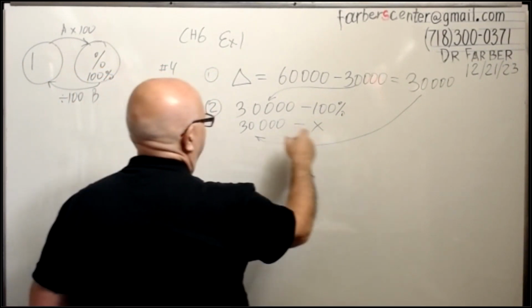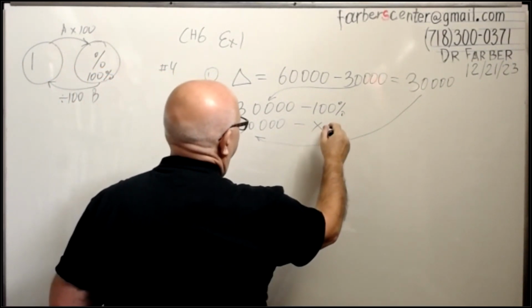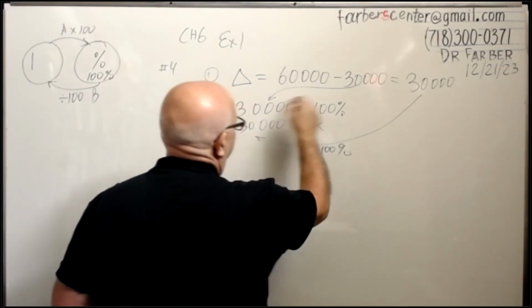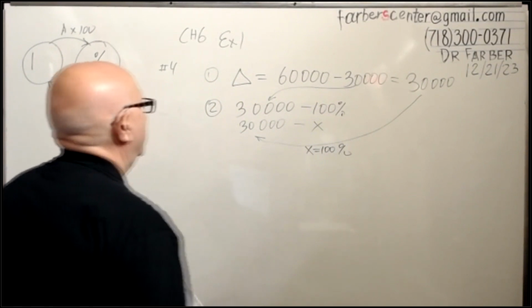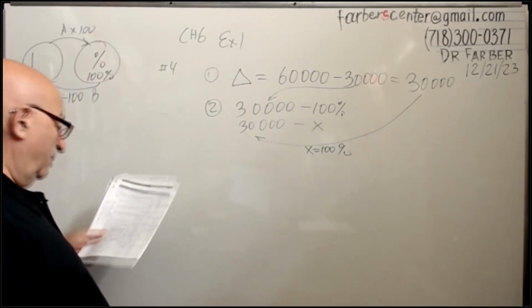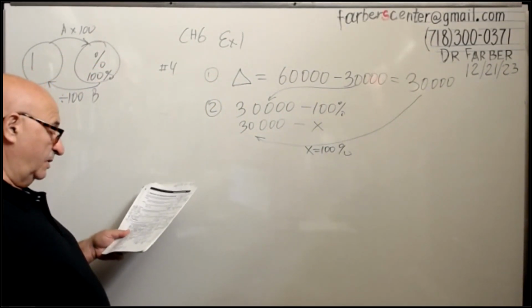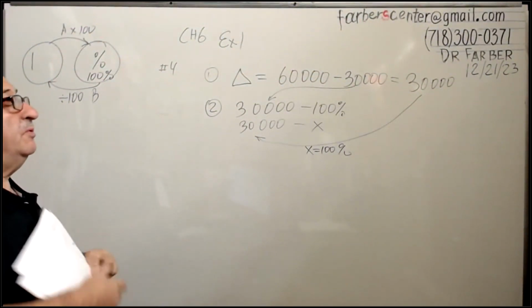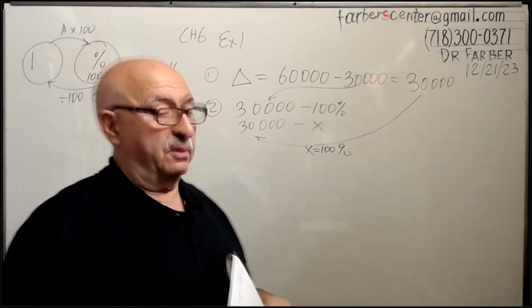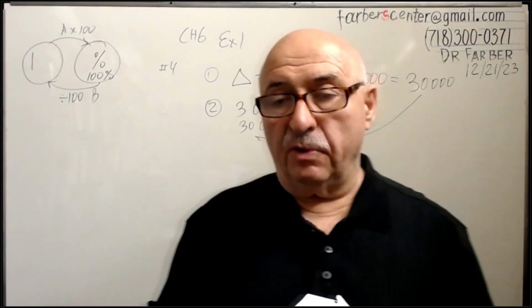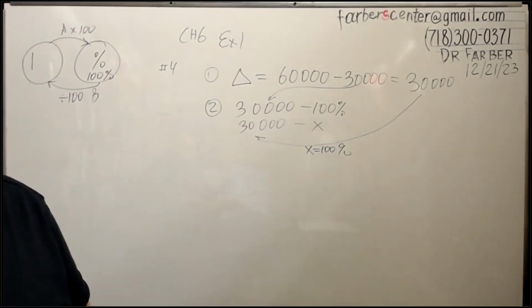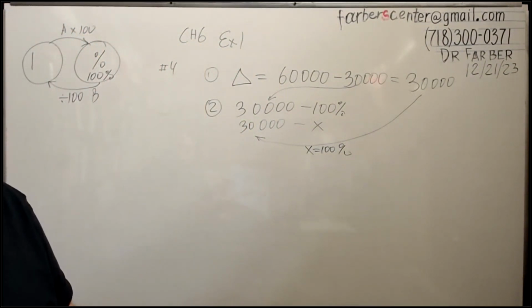Based on this, X must be equal to what? 100%. Or you can make cross multiplication. So far, so good. Any questions? Even without this, if you bought for 30,000 and increased your profit by 30,000, you get 100%. If you have any question, ask me. Okay, number 5, Karen, please.